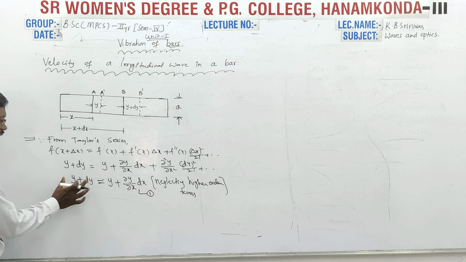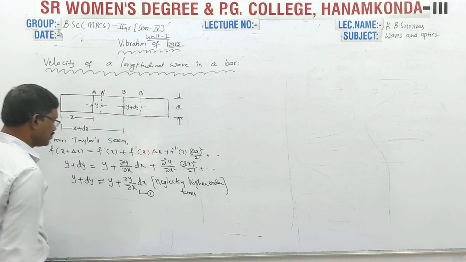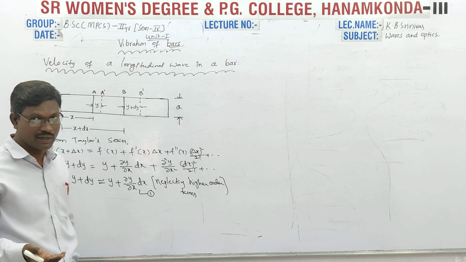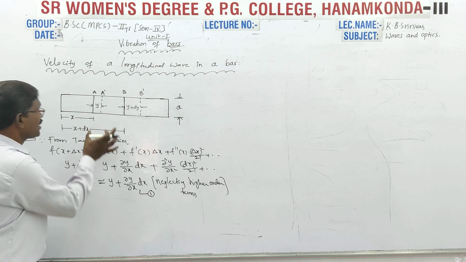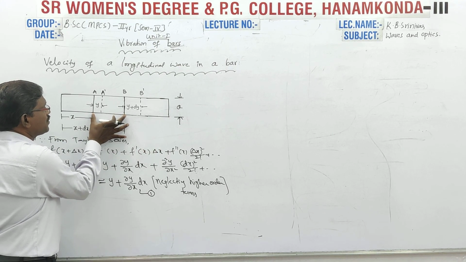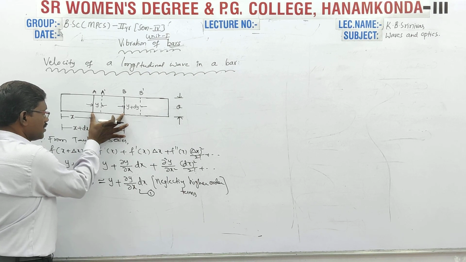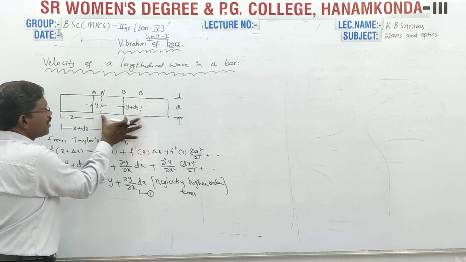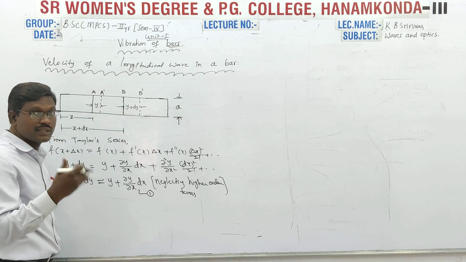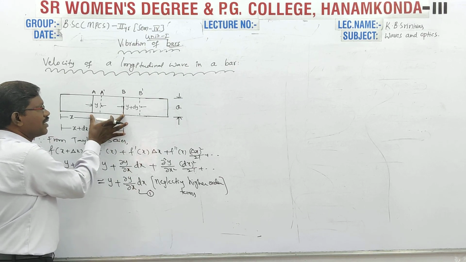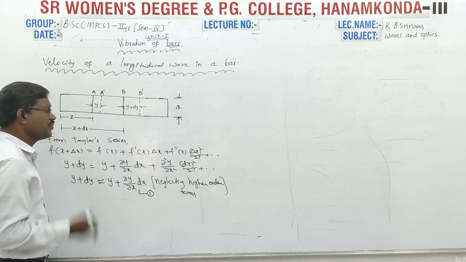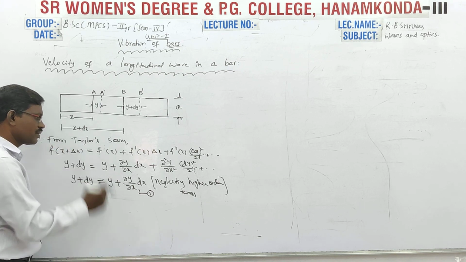Why have I calculated this y plus dy? I want to calculate the extension of the bar. The actual element length is dx. Due to the longitudinal wave, there is some elongation of the element occurring from AB to A dash B dash. That I want to calculate. Before that, we have to calculate y plus dy.